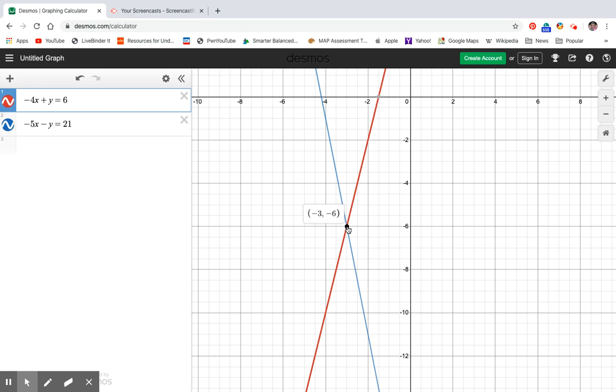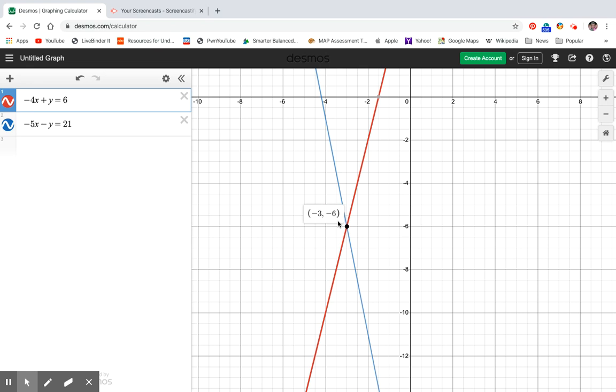The answer is negative 3, comma, negative 6. So x is negative 3 and y is negative 6. Be sure to write this point down as an ordered pair, just like Desmos has done right here. Just write down the answer as an ordered pair.